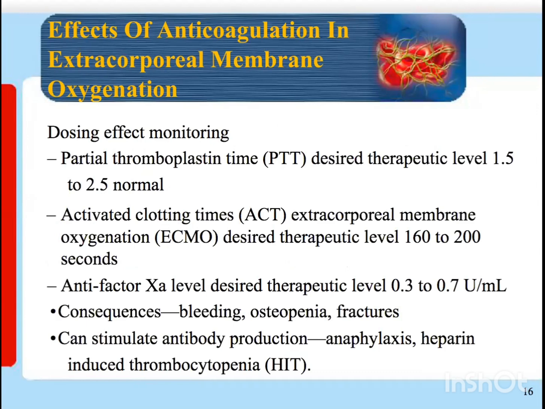For the partial thromboplastin time, the desired effect level is 1.5 to 2.5 times the normal. The ACT on ECMO desired therapeutic level is 160 to 200 in some books, but 140 to 160, 160 to 200, not beyond 220 or 250 is the amount. Anti-10A factor levels, because 10A is the common cascade, therapeutic levels 0.3 to 0.7. Bleeding, osteopenia, fractures, and stimulation of antibody production leading to HIT and anaphylaxis is what happens on ECMO, and we must all be very prepared.